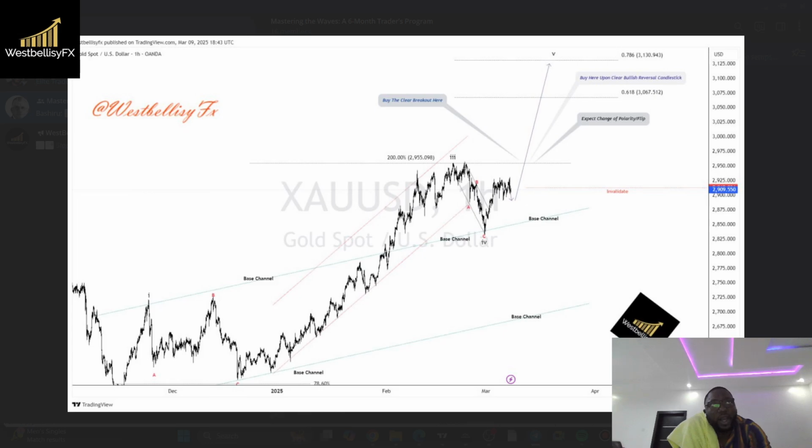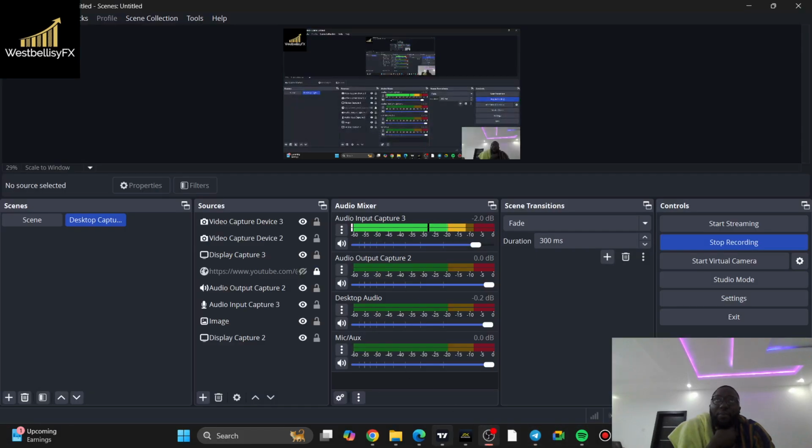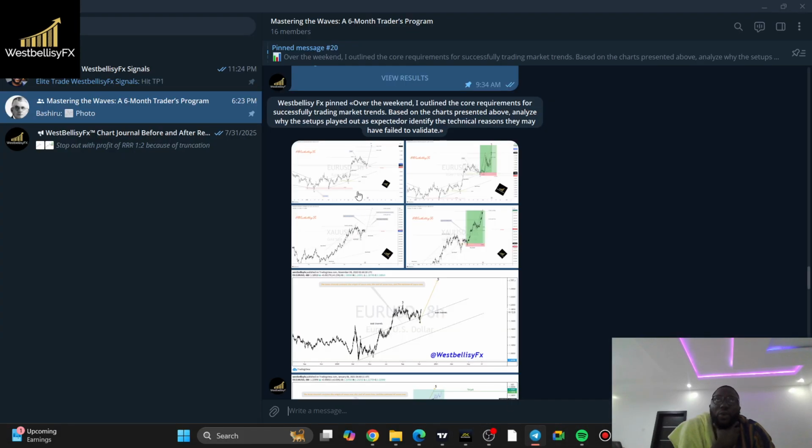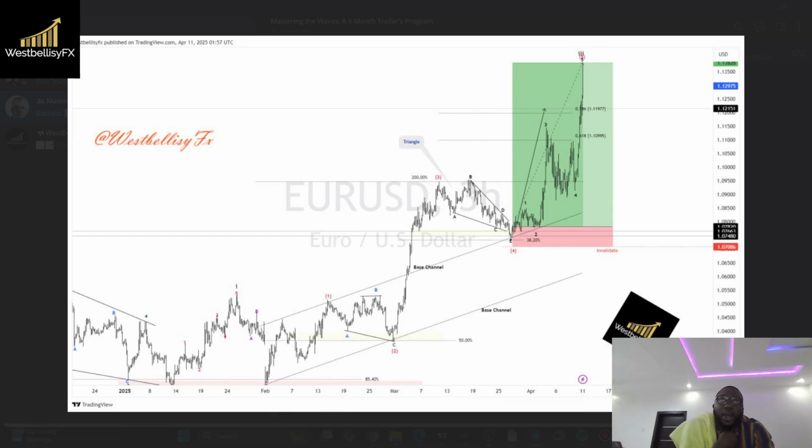This week, I did explain to you guys how to mark up your base channel. What you guys need to understand is that the base channel is a pattern in the Elliott Wave principle. It helps us to leverage the fifth wave. That's what the base channel usually helps us to do. Now, this base channel is just a formation of patterns, right?